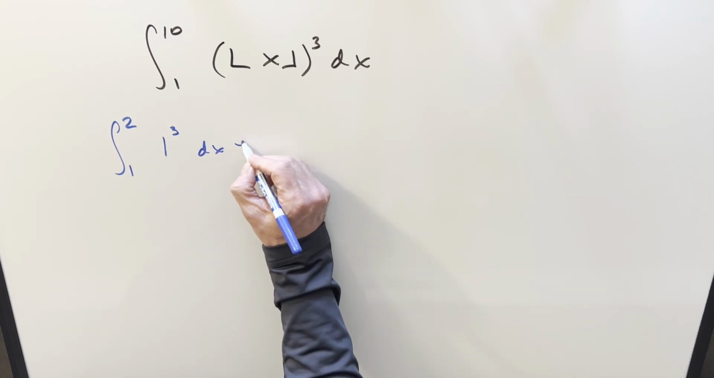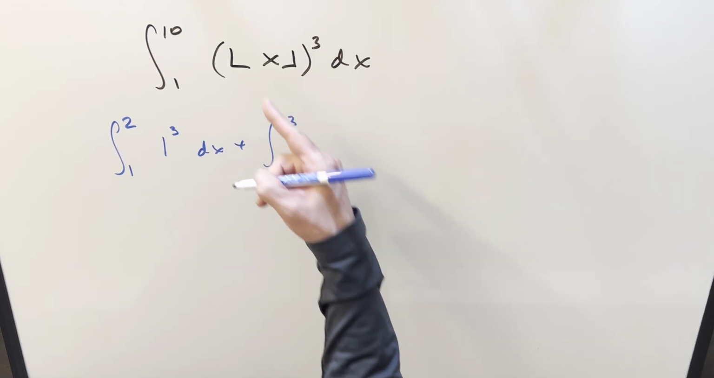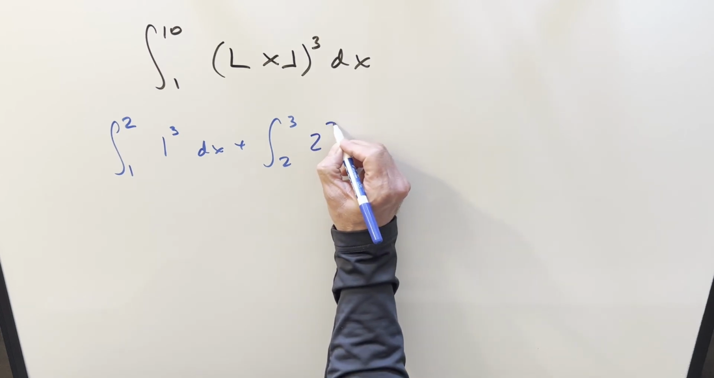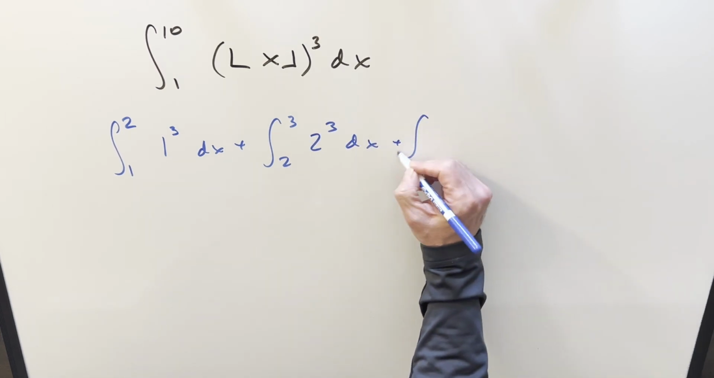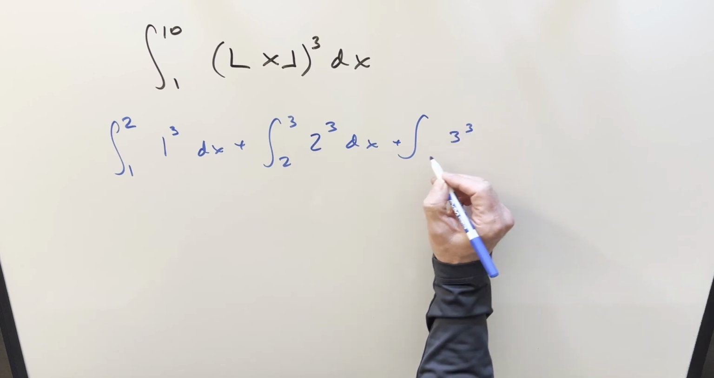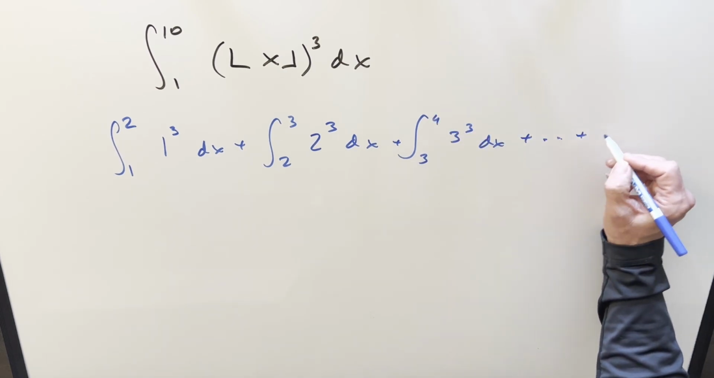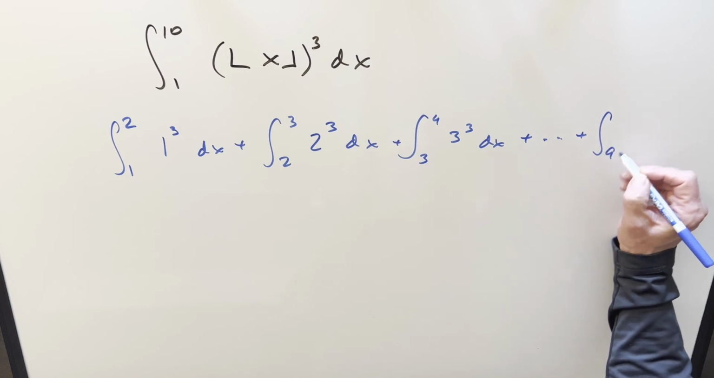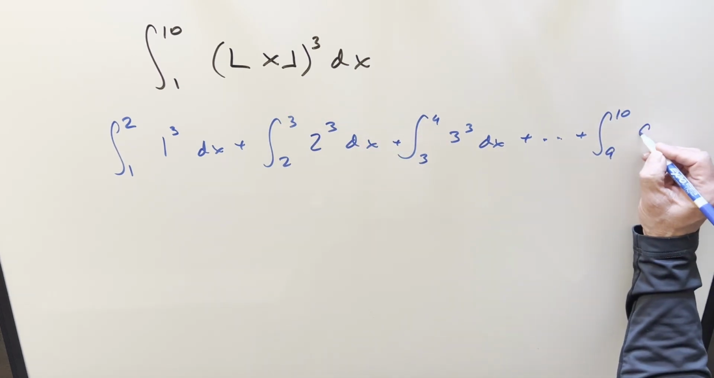And then for the next one, we're going 2 to 3. Same thing, between 2 and 3, the floor rounds us down to 2, and we have 2 cubed. And so this is just going to keep going. Over here, we're going to have a 3 cubed. And this will just go all the way to this last one, which is going to be from 9 to 10. Floor is going to round us down to the 9 value.